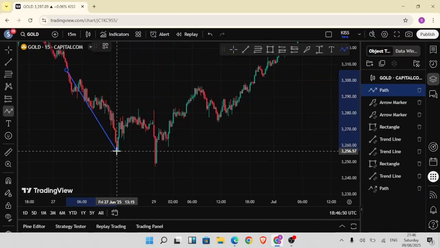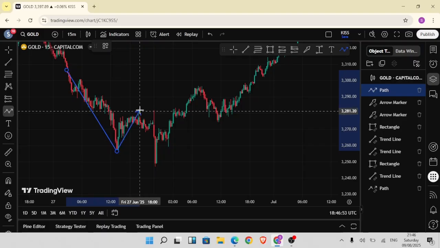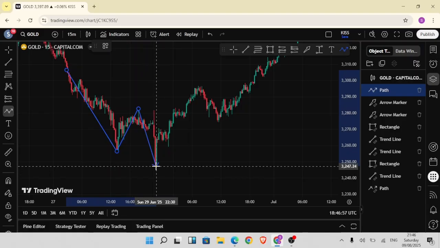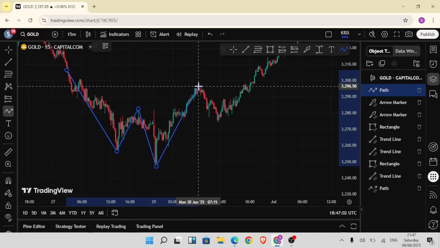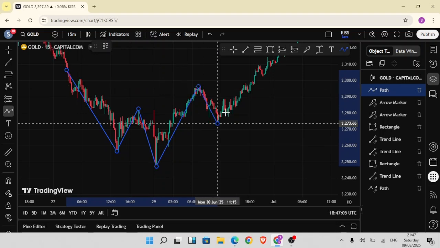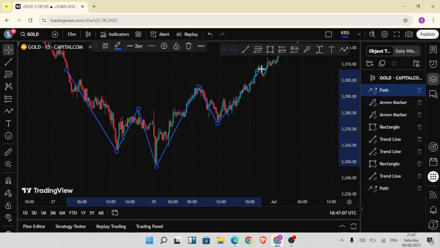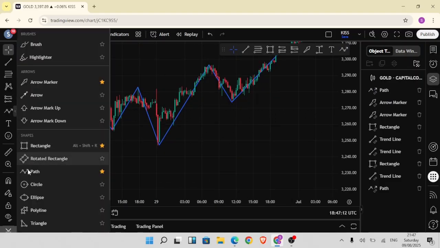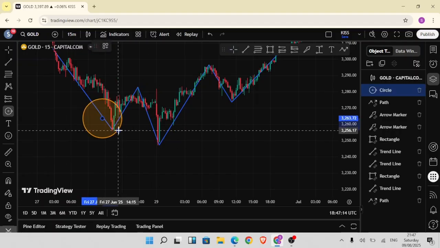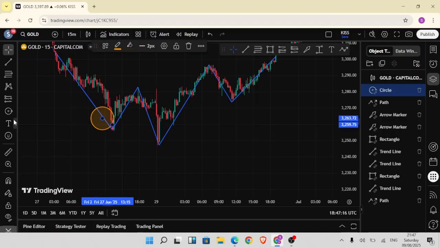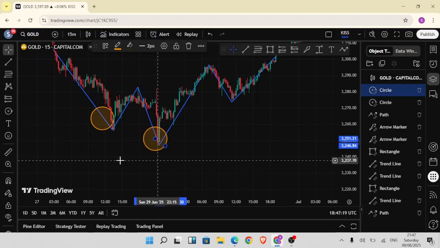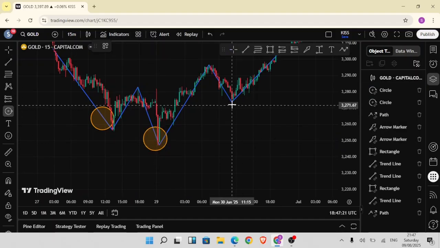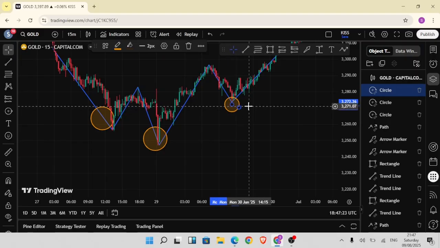Right, so we have price making a significant move to the downside, then forming a high. This is a lower high, and then giving us this low, and then giving us this high, giving us this low, and price keeps going up right there. So we have our shoulder, and then our head, and then our shoulder right there.